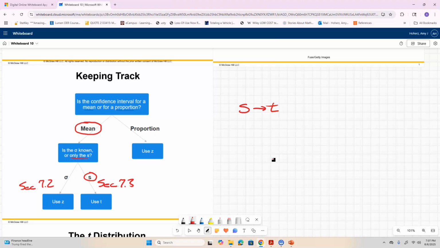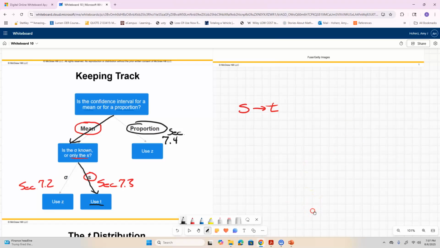So, and we'll learn in this section what it means by use T. Again, it's just looking at the chart a little bit differently, getting a number a little bit different way. When we get to section 7.4, we're going to be doing proportion, and we'll be back to using the Z in the table. But for this section, we're doing this route. We're going to be doing a mean, but we're only going to know the S, and so we're going to use the T.